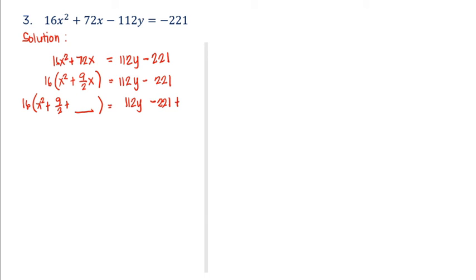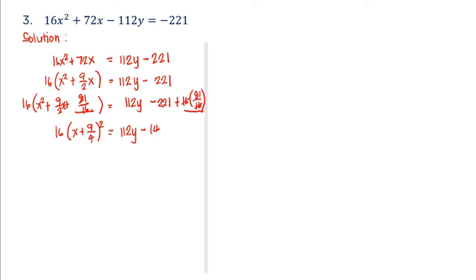Okay, so from that, this is the 9 halves x. Okay, so we will take the 9 halves, divide it by 2, so you have 9 over 4, right? Then squaring 9 over 4, you have 81 over 16. So we added 81 over 16. Since we have a multiplier here, we will add on the right side 16 times 81 over 16. So there. Then after that, the factored form of this, we have 16 times x plus 9 over 4, the result after dividing by 2 earlier. This is 112y. So 16 times this one, 16 cancels. Negative 221 plus 81, that is negative 140.